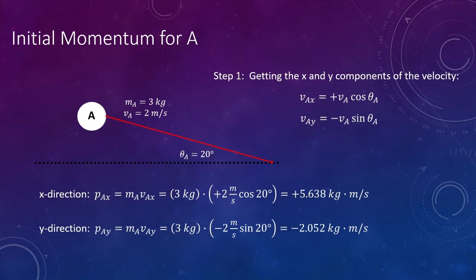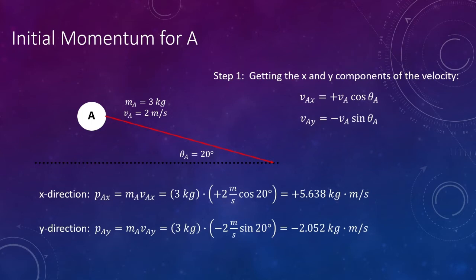So first we have the velocity in terms of a magnitude and angle. We need to separate that out into the x and y pieces. To get the x part, that's the adjacent side of the angle, so we'll use a cosine. And since it's moving to the right, it has a positive x velocity. And to get the y part of the velocity, that's the opposite side of the angle, so we're going to use a sine, and since it's moving down, it's going to have a negative y velocity.